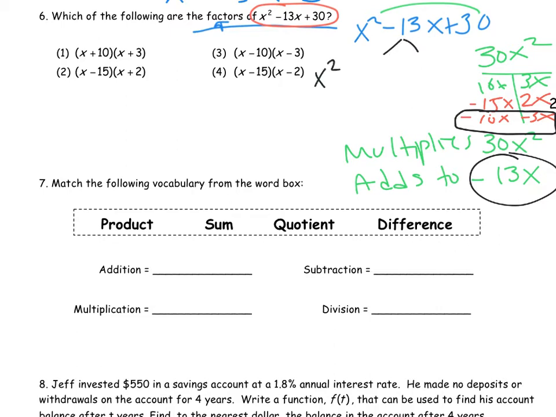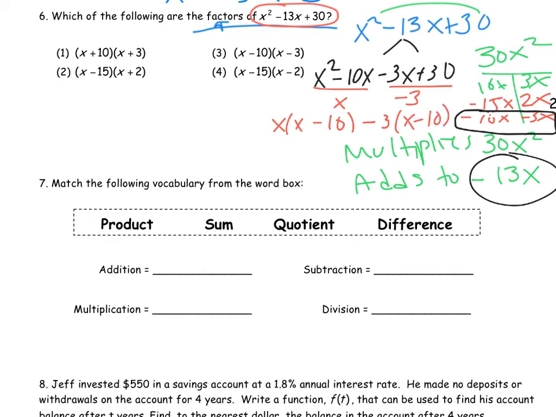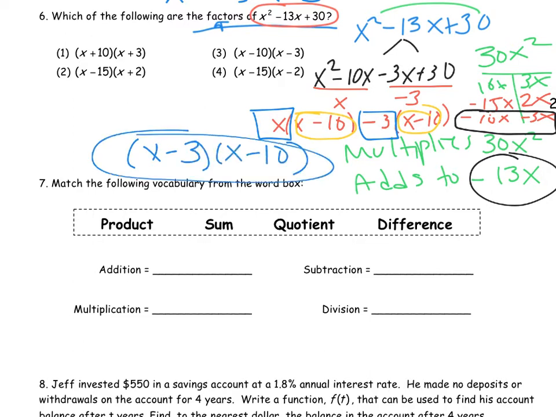We'll have x squared minus 10x minus 3x plus 30. All right, let's start to factor. You're going to take out the GCF from the first two and take out the GCF from the last two. I'll be left with x times x minus 10 minus 3 times x minus 10. Remember, these need to match. And I'll look at what's left over. So now I have x minus 3 times x minus 10, and those are my two factors. I'm done. All right, let's move on.